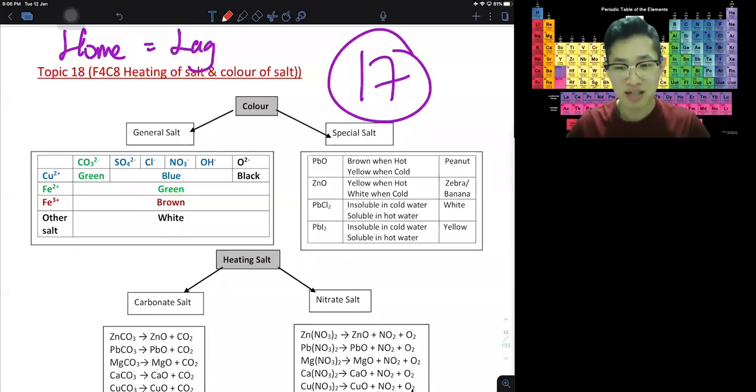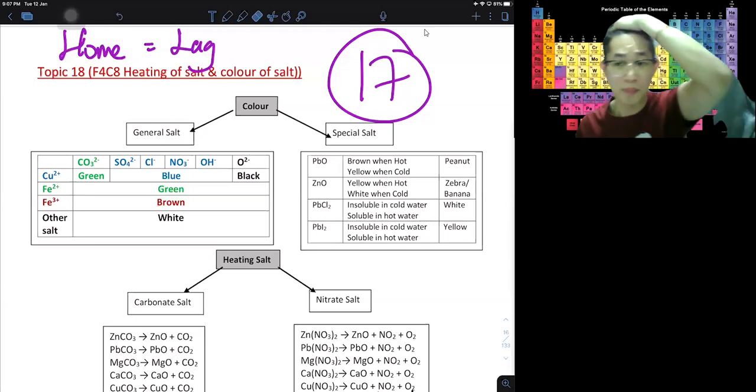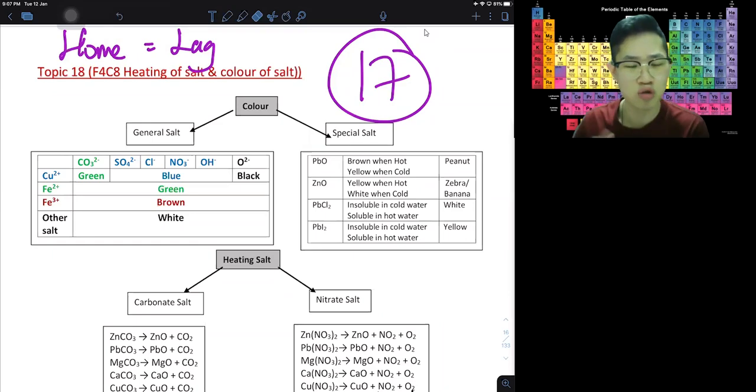Everyone, please look at page 17. Okay, what are we going to do today? After we have finished the ion test, and after we have finished the preparation of salt, today we are going to do the very last part, which is the heating of salt, and also some questions. We will try to do 6 questions today.